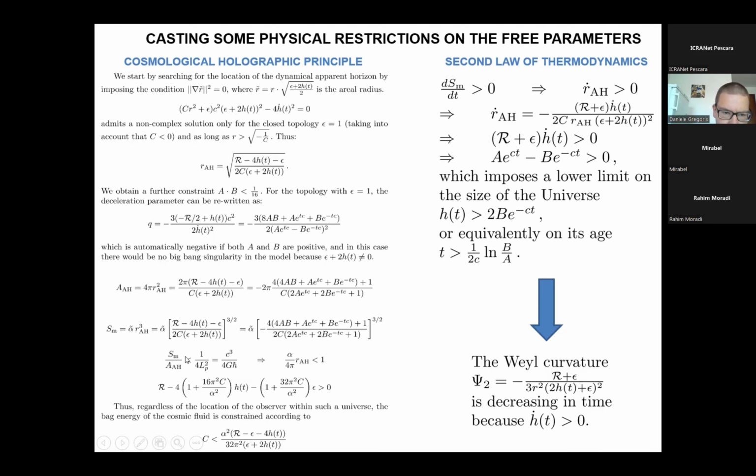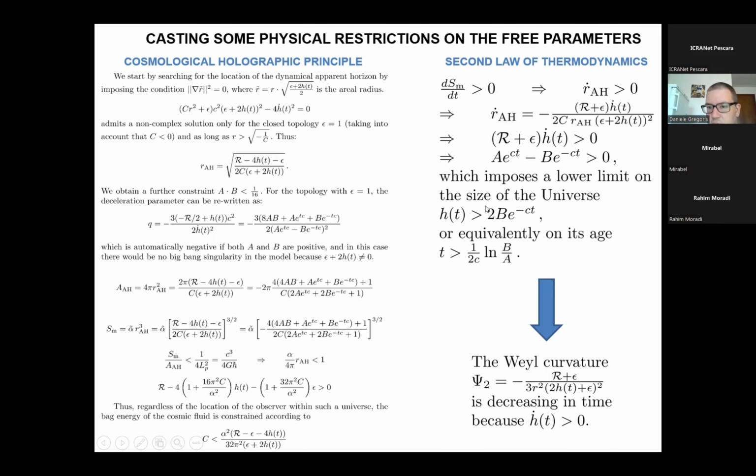We impose the cosmological holographic principle, and we get a constraint on the quantity C, the bucket constant. We then apply the second law of thermodynamics to the entropy of a matter field, requiring it to be increasing in time. By this mathematical law, we find that the second law of thermodynamics is simply equivalent to the requirement that the size of the dynamical apparent horizon should increase in time.